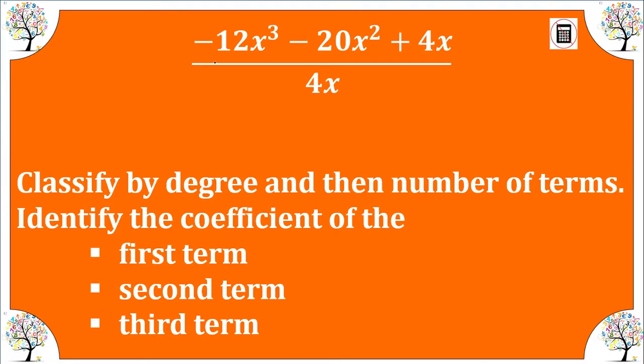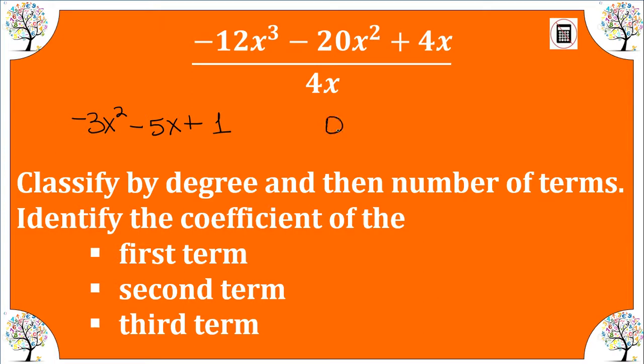Now we are dividing, and remember, when we're dividing by a monomial, if you start out with a trinomial, you will end with a trinomial. Nothing's going to cancel out. Okay, so we are going to divide. I have negative 12x to the third divided by 4x. That gives me negative 3x squared. Then I have negative 20x squared divided by 4x. I get negative 5x. And then I have plus 4x divided by itself is 1. So I still have a trinomial.